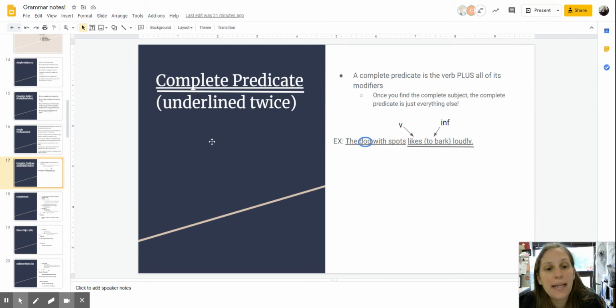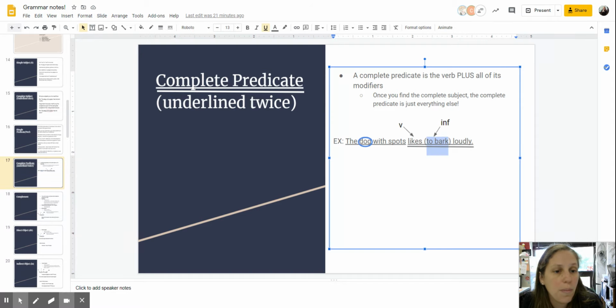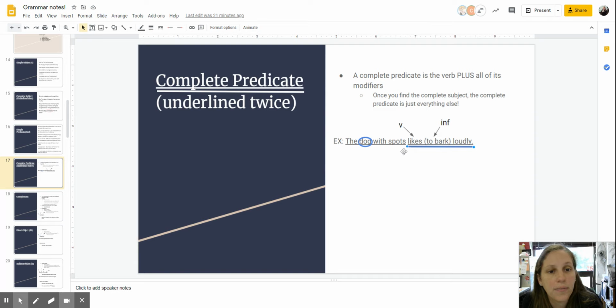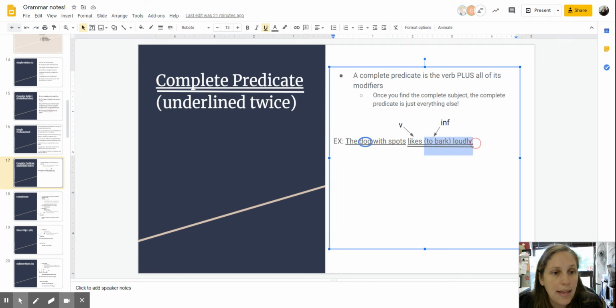So the complete predicate is the rest of the sentence. Once you find the complete subject, the predicate is just everything else. So it's the verb plus any modifiers that it has. So likes is my verb. To bark is an infinitive that tells me what they like doing. And then loudly tells me how they like to bark loudly. Right, so it's the complete predicate, the verb plus all of its modifiers. We have our predicate and then everything else.